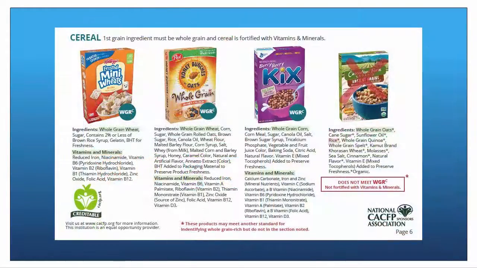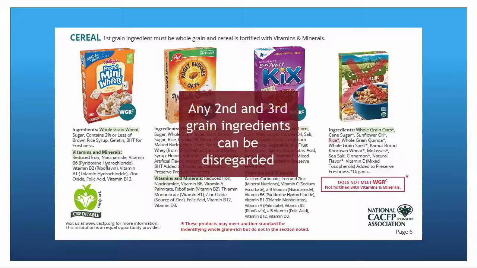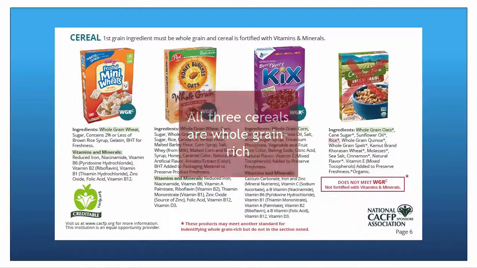The next example includes cereals. The first 3 products list a whole grain as the first ingredient and include added vitamins and minerals on the ingredient label, which means they are fortified. Since any second and third grain ingredients can be disregarded, all 3 cereals are whole grain rich.